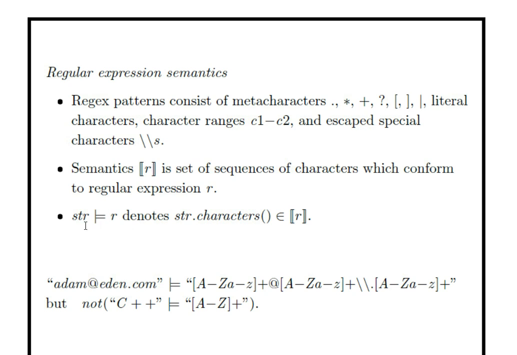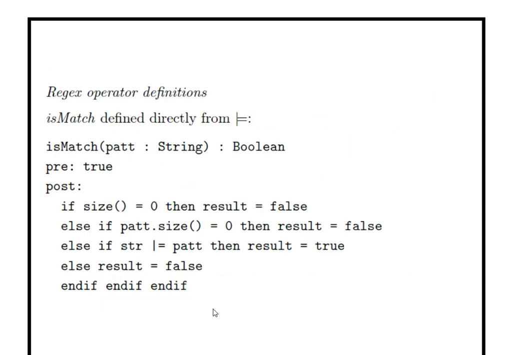And we can denote that by saying the string satisfies the regular expression S, meaning that its character sequence is in that semantic set of the pattern. So a valid email according to that pattern would be, for example, adam@eden.com. It validates each of these parts. But on the other hand, C++ doesn't validate this pattern because the pluses actually don't meet any of these characteristics.